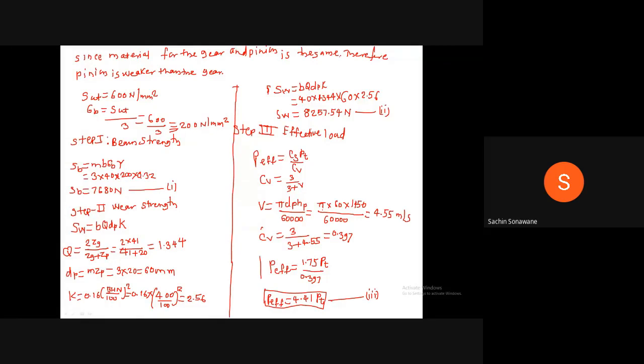Now, step number 4. We have to calculate static load. Static load means PT. Now, how to calculate PT? We have to compare SB and SW. Therefore, write down since SB is less than SW.